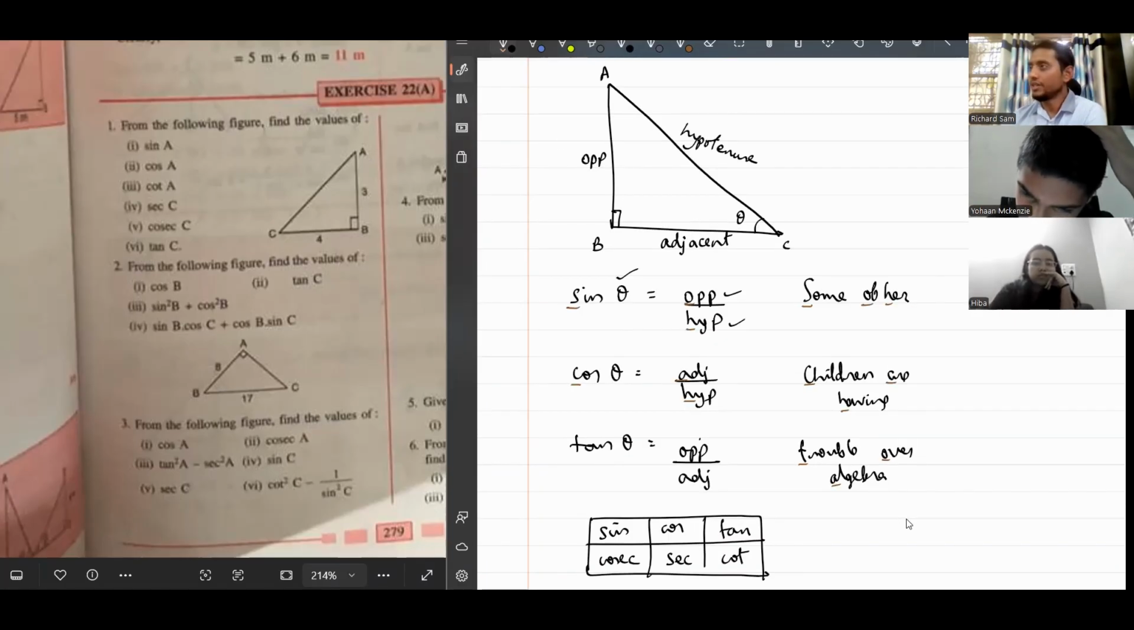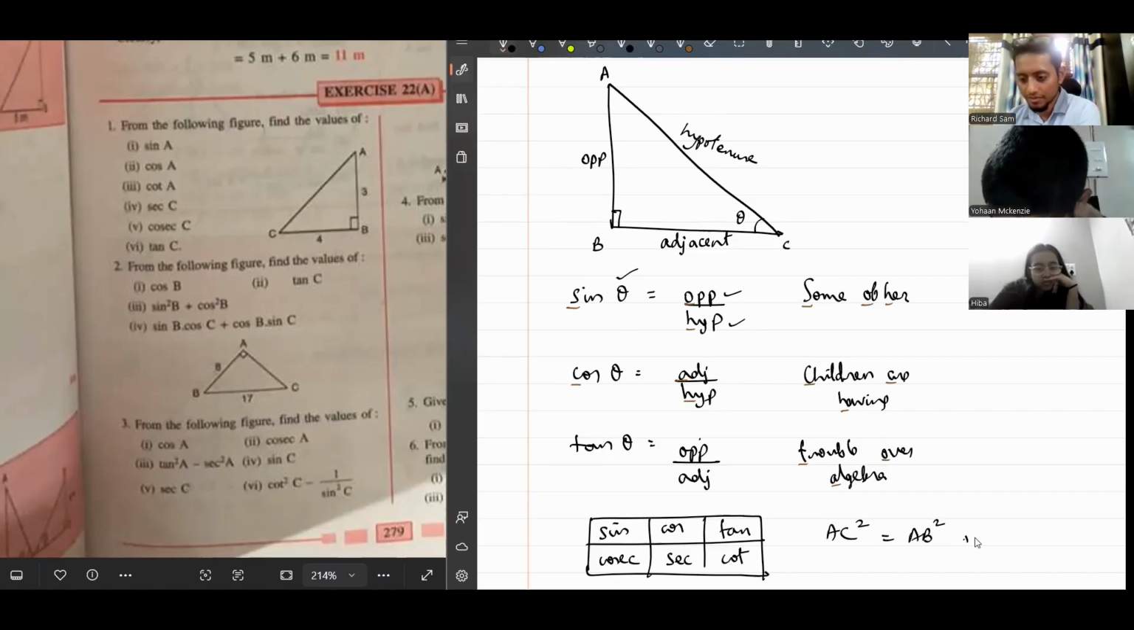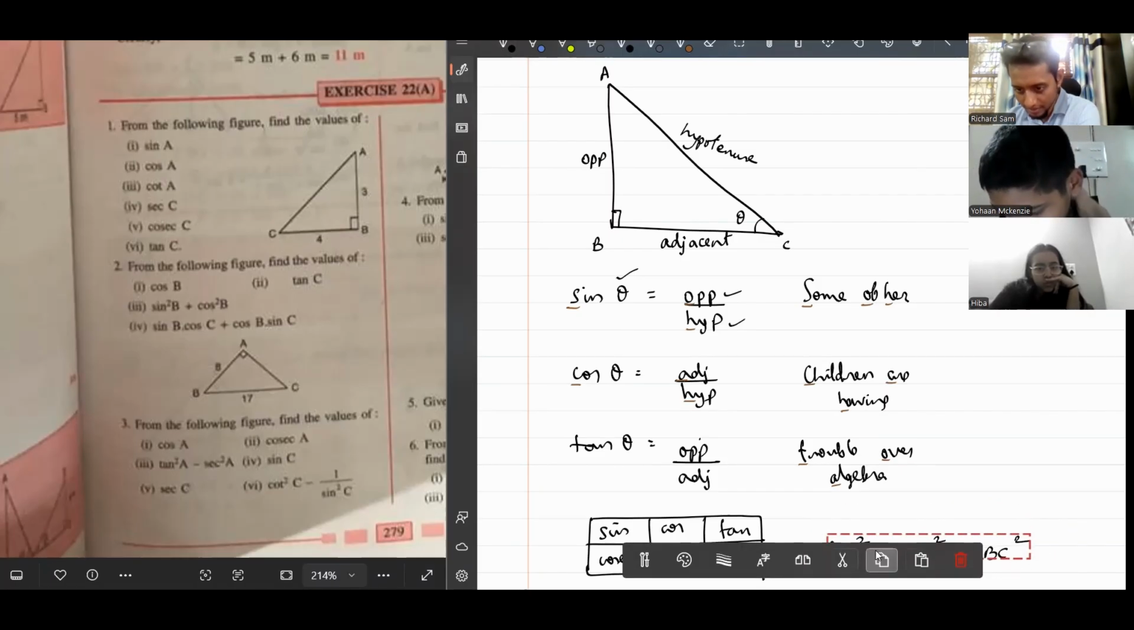So you also need to know the Pythagoras theorem. Have you heard of the Pythagoras theorem? The Pythagoras theorem is the relationship between the 3 sides of a right angle triangle. The relationship is like this. The hypotenuse, what's the hypotenuse? AC. So AC square is equal to the sum of the other 2 sides squared. That means AB square plus BC square. This is the Pythagoras theorem. Write this down. Heading: Pythagoras theorem, and write this down.